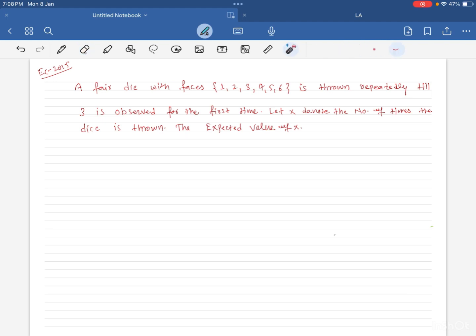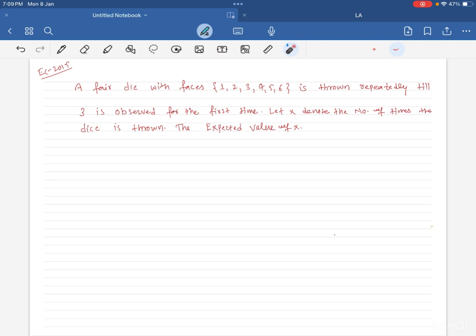Okay, now let's look at this question. So this question is from EC 2015. A fair die with faces 1 2 3 4 5 6 is thrown repeatedly till 3 is observed for the first time. Let x denote the number of times the die is thrown, the expected value of this x, right? So this x is the number of trials, right? And that is the random variable.